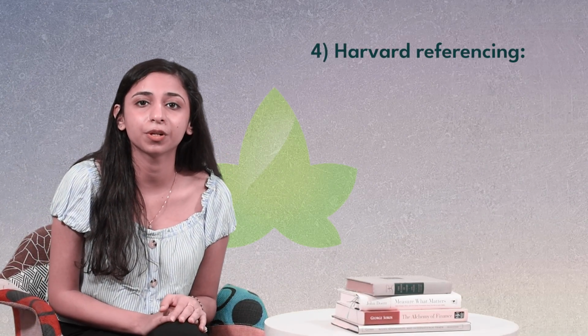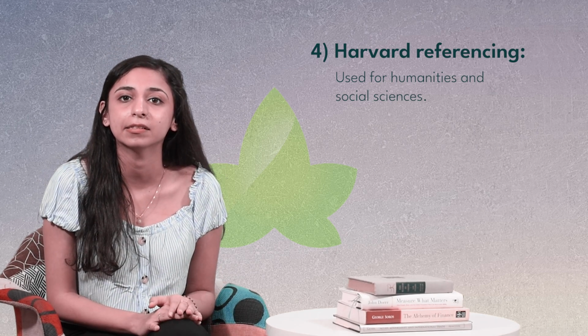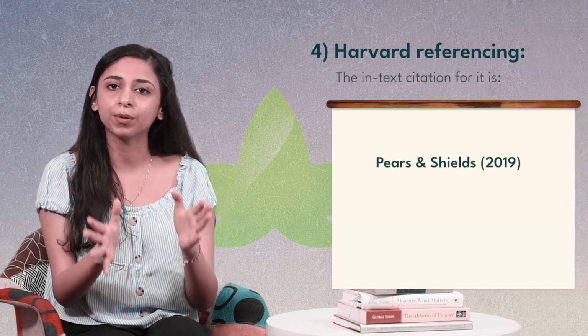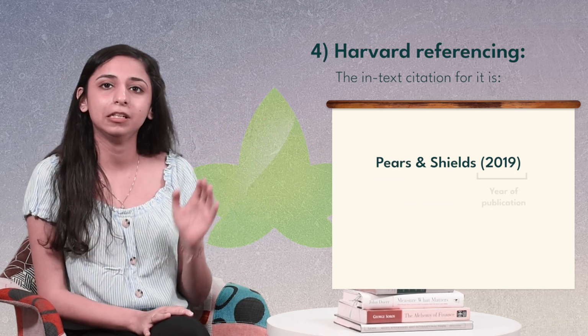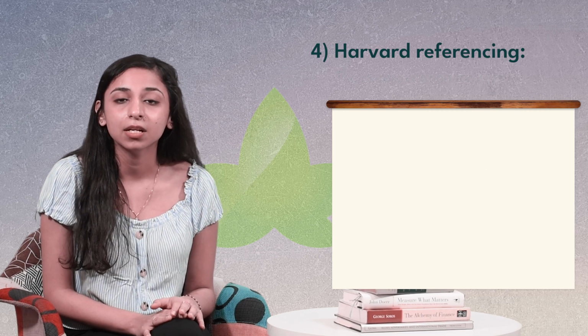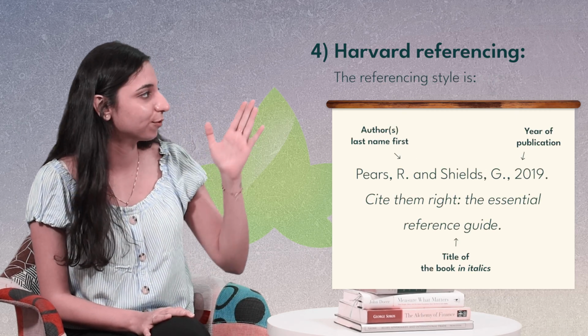So the fourth kind of referencing style is Harvard referencing, which is again used for humanities and social sciences. The citation for Harvard referencing is the author's last name and the year, whereas the referencing list for Harvard referencing is as follows.